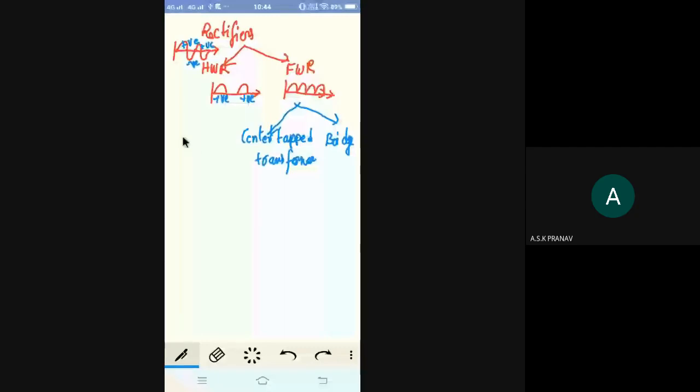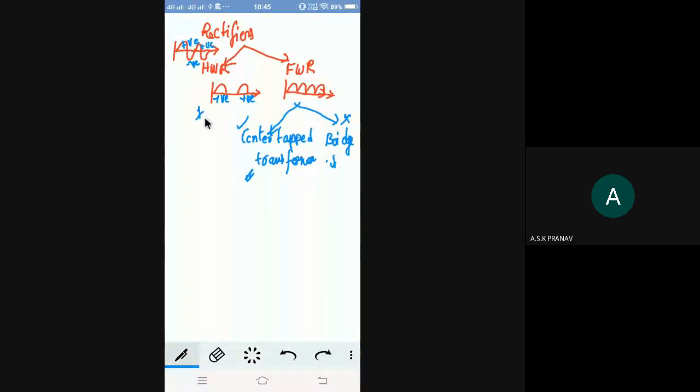So, what is the difference between the center tap transformer and bridge full wave rectifier? Both are full wave rectifiers. In the center tap transformer full wave rectifier, we use a center tap transformer. Whereas in the bridge full wave rectifier, we do not use that center tap transformer. In a half wave rectifier, we use only one PN diode.